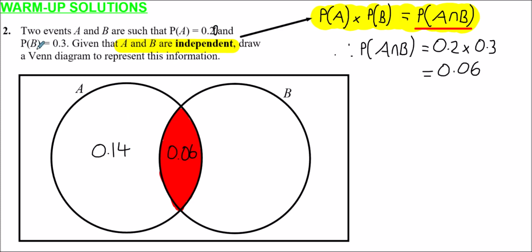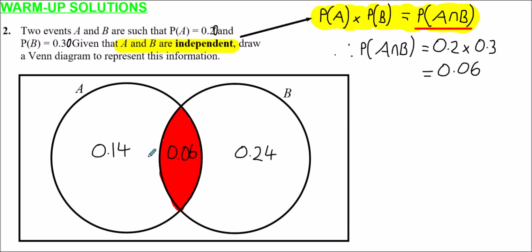Similarly, for probability of B, that's 0.3, which is the same as 0.30. So this circle here for B needs to total 30p, but there's already 6p in this overlapping bit. Therefore, the bit left for this bit that does not overlap is 30p minus 6p, which is just 24p.